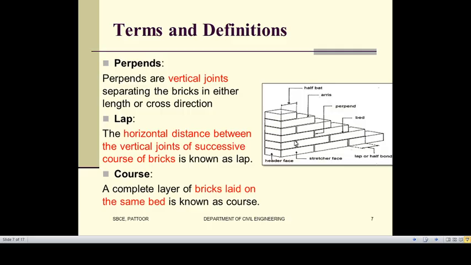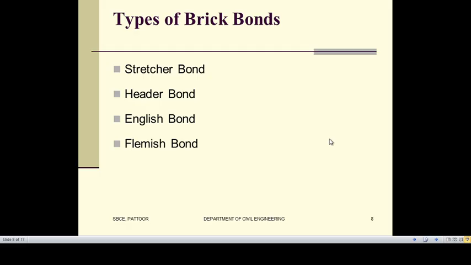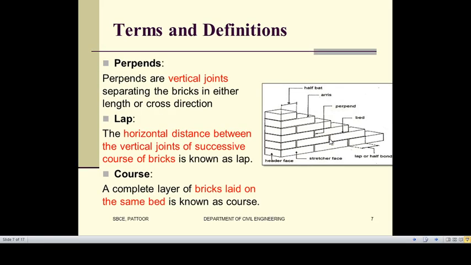Lap is defined as the horizontal distance between the vertical joints on successive courses. In this figure, this is a vertical joint on the first course and this is a vertical joint on the second course. Lap is defined as the horizontal distance between these two vertical joints. Similarly, the horizontal distance between this vertical joint on the first course and this vertical joint on the second course can also be defined as lap. So these are the different terms we use while discussing brick masonry.